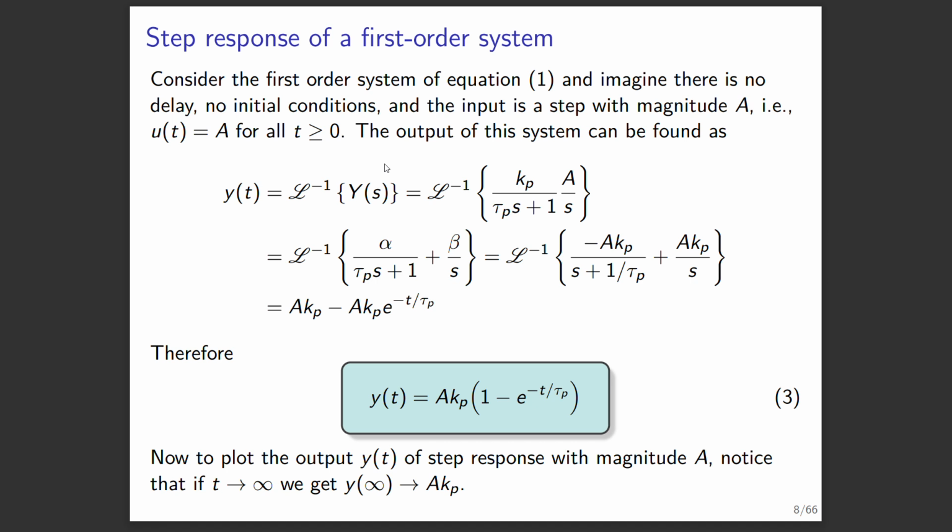Specifically, a step input. Let's say we have a step with magnitude of capital A. So it's not a unit step, it's a step with the magnitude of capital A. If we plug in U as A divided by S, the Laplace transform of a step with magnitude of capital A is A divided by S. And we apply partial fraction expansion and take the inverse Laplace transform and then factorize it, we are going to have equation 3, which is the output.